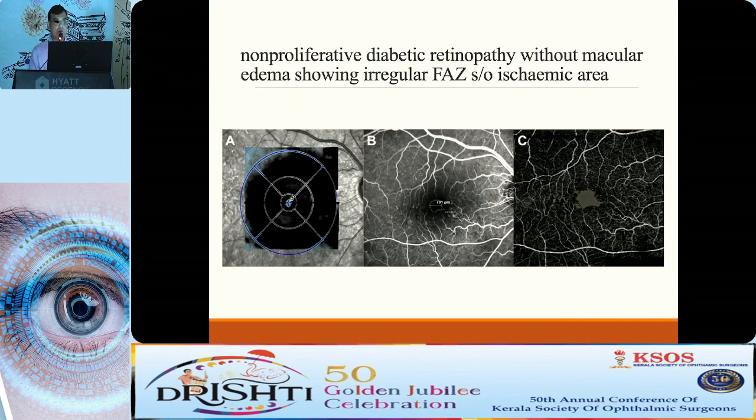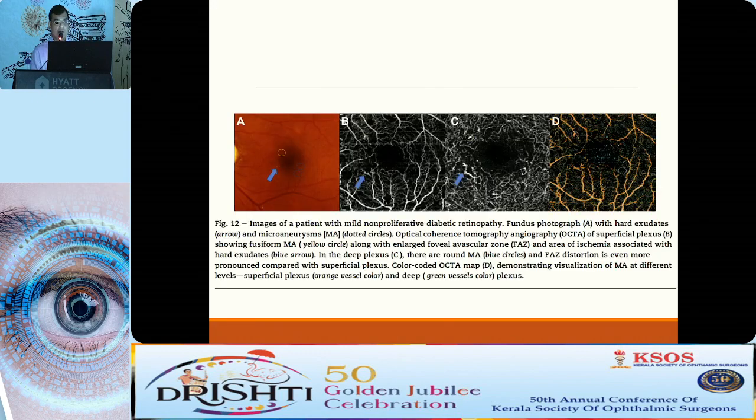So this is the example I'm showing, diabetic retinopathy. In this you can see enlarged foveal avascular zone, which is a sign of macular ischemia. Very faintly seen on angiogram, but on OCTA it is very nicely seen on the right side. You can see pathology at multiple capillary levels.